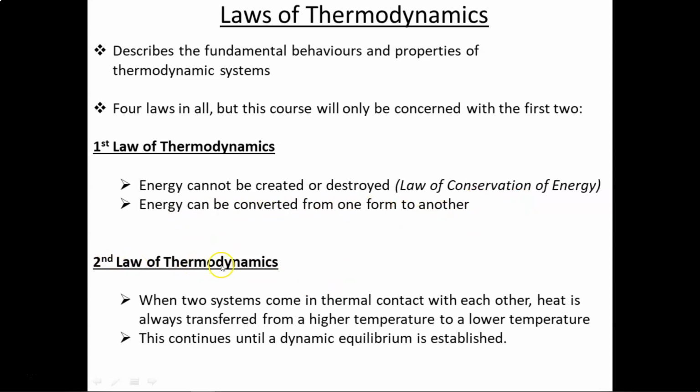The second law of thermodynamics is not exactly stated this way, but for our purposes, you can essentially think of it as saying when 2 systems come in thermal contact with each other, heat is always transferred from a higher temperature to a lower temperature. All right, and this continues until a dynamic equilibrium is established. So essentially, hot objects will warm up cold objects. You never see cold objects warming up hot objects. Energy moves from high to low.